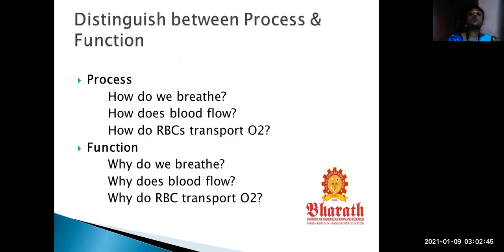Function means why it is doing this special function. Why are we breathing, why does blood flow in our body, why do RBCs transport oxygen? If you know the answers to all those questions, we can get a clear picture of our human body and know how it controls itself. This is the difference between process and function.